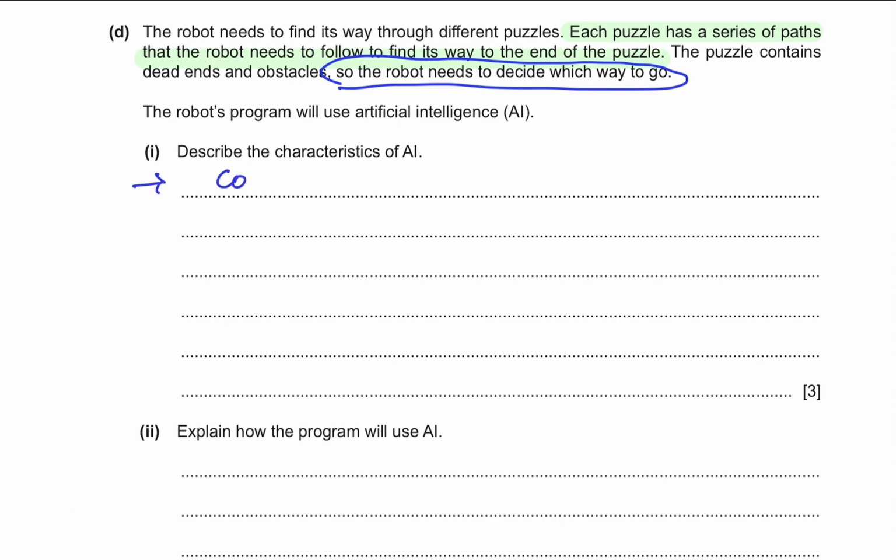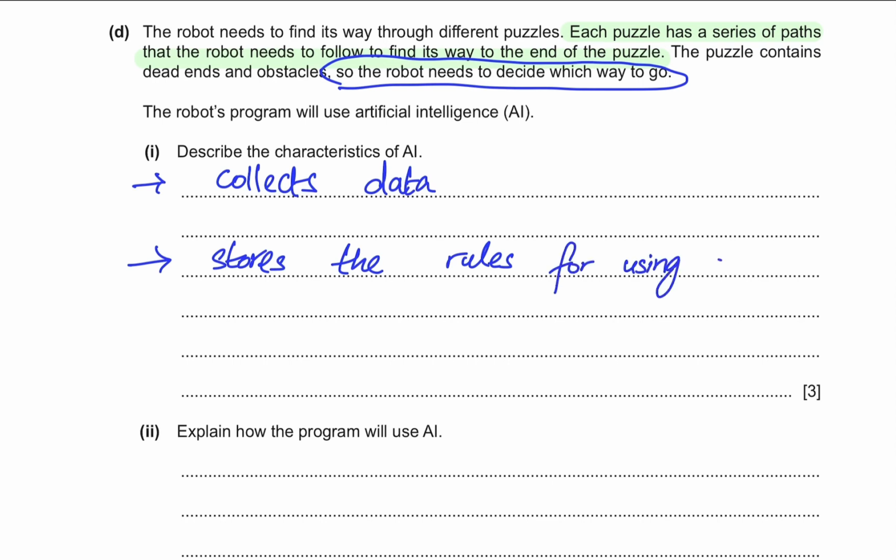You have to describe the characteristics of artificial intelligence. It collects data. Just the basic characteristics you can write. It collects data. It stores the rules for using the data. And it makes one or more predictions.